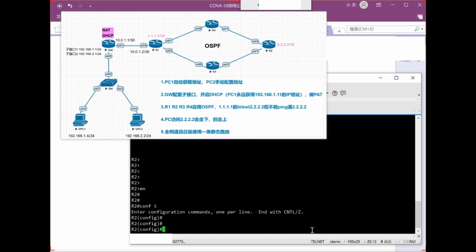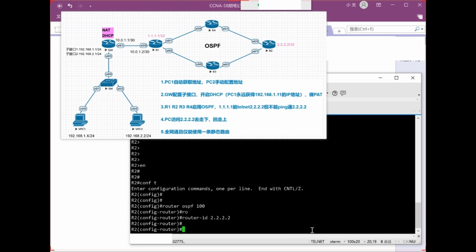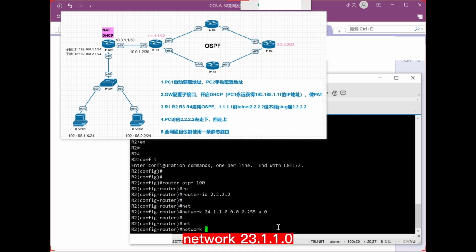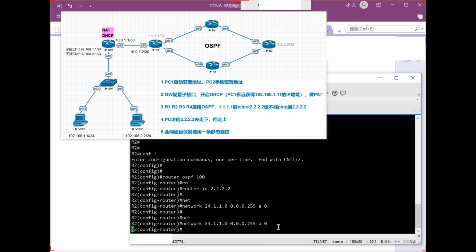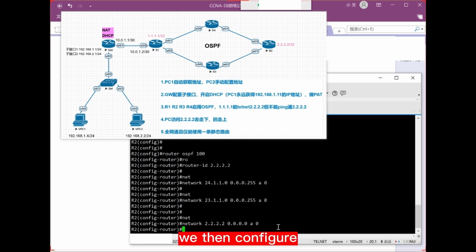R2 is the same. Router OSPF 100. Router ID 2.2.2.2. Then we start the declaration here. Network 24.1.1.0. This is the anti-mask. This is not a wildcard. Network 23.1.1.0. Last one. Network 2.2.2.2. We then configure.